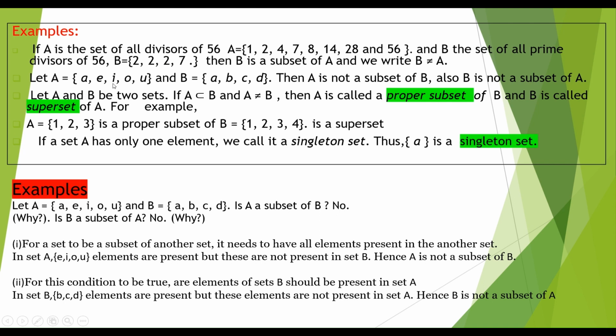Okay. Then next, let's see the other example. Let A be the set a, e, i, o, u, the elements, and B is a, b, c, d. Now you tell, is A a subset of B or no? A is not a subset of B. Why? Because there are different elements. Compare A and B: a, e, i, o, u, and here we are having a, b, c, d. A is not a subset of B because there are different elements in both the sets. And B is not a subset of A.